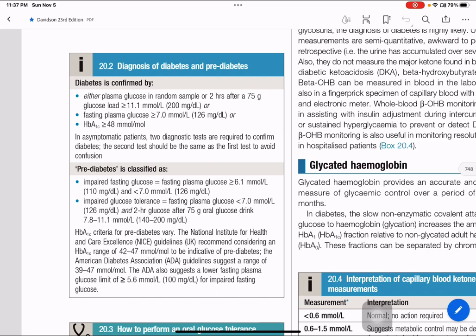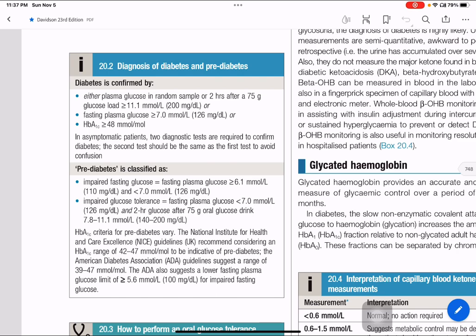So if a patient is symptomatic and his random blood glucose is more than 11.1 millimole per liter, or the patient is symptomatic and 2 hours after breakfast or 75-gram glucose load it is more than 11.1, or the fasting glucose is more than 7 millimole per liter, or hemoglobin A1C is greater than 48 millimole per mole, that is equivalent to 6.4, then the patient will be diagnosed as a case of diabetes mellitus.